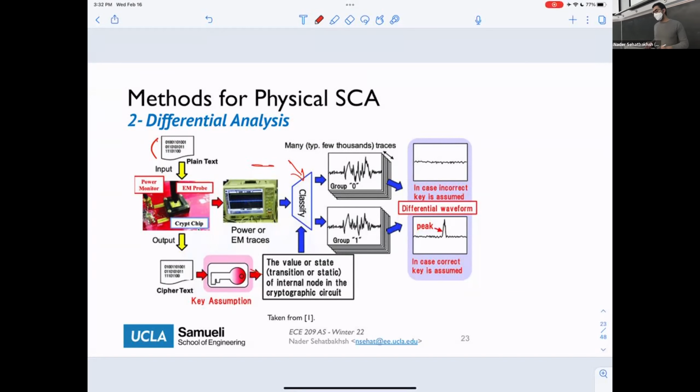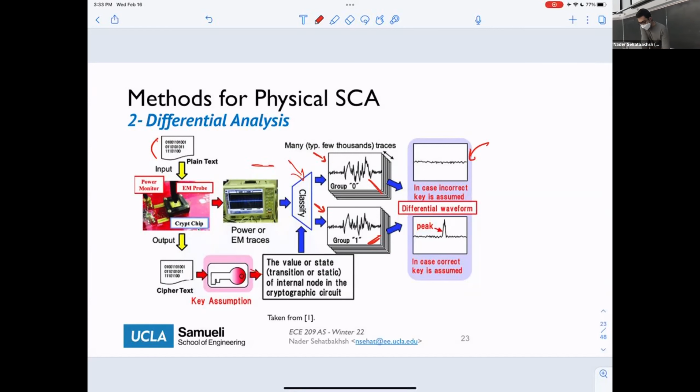Just think about this: the classification algorithm depends on the value that we assume for the key, whether it's 0 or 1. Then we create two groups that we think belong to bit 0 and bit 1. We average them all and then calculate the difference between the two, just subtracting them. If we made a mistake in the calculation, what we will see is just a flat line, because we randomly created two groups, averaged them, and subtracted them from each other. It will be all zeros.